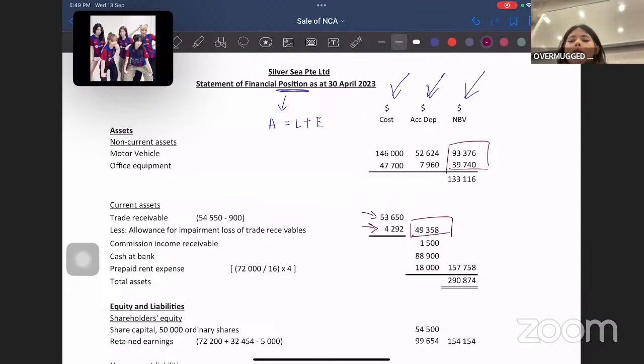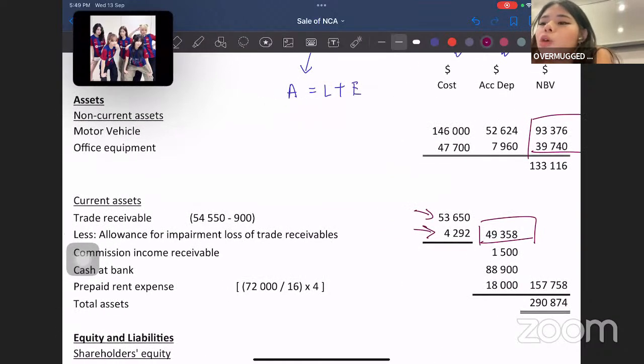Okay, so basically what this means is that my trade receivable total, okay, customers are owing me 53,650. Okay, but out of this 53,650, I am expecting that 4,292 I may not be able to collect. So what am I expecting to collect? This 49,358. Basically, that's what it means.